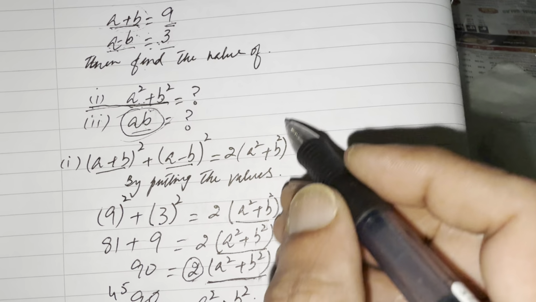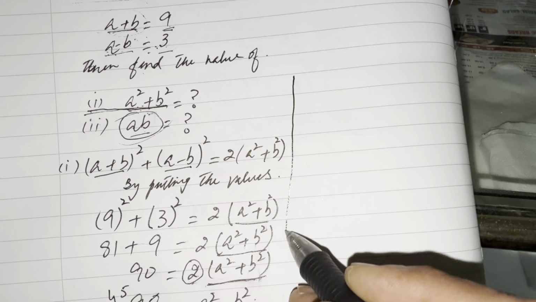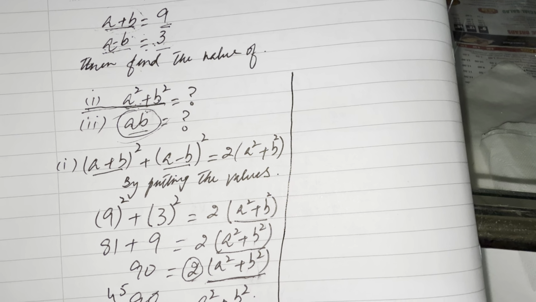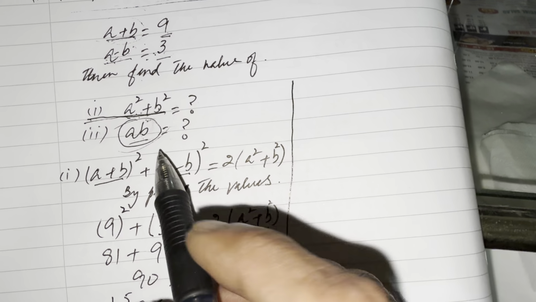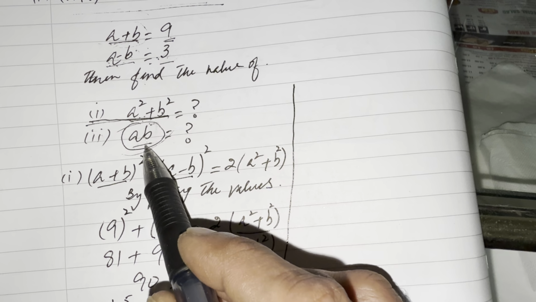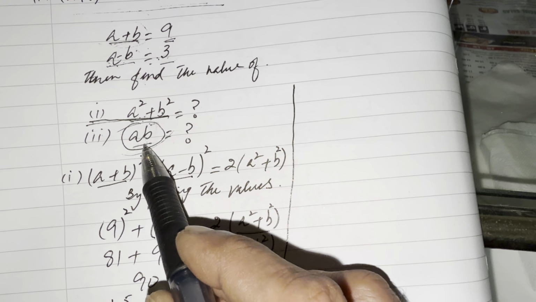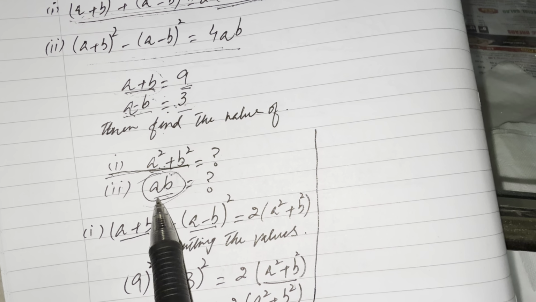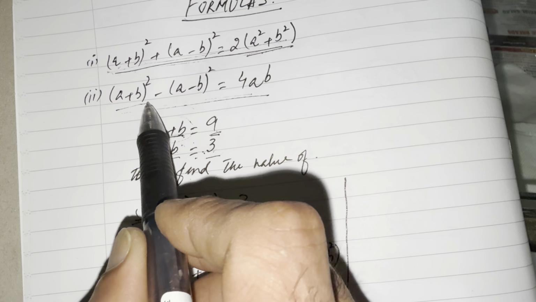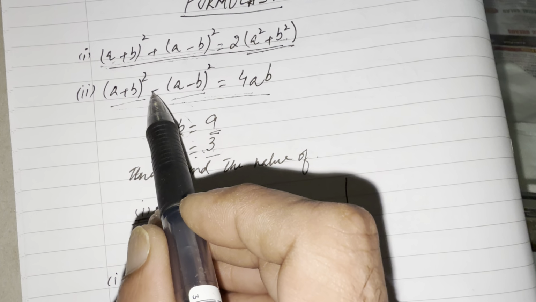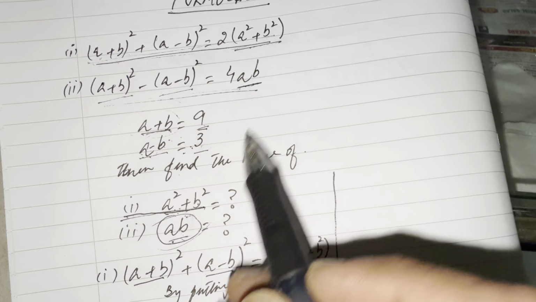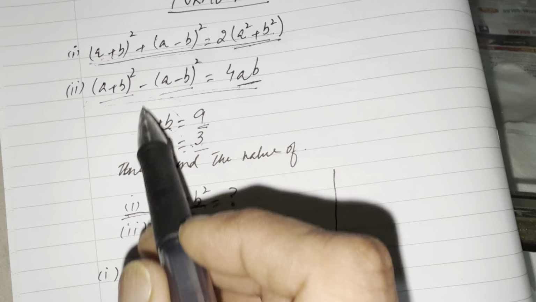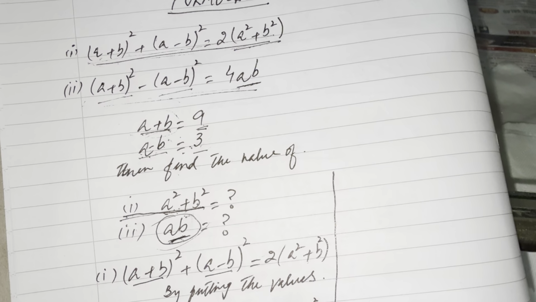And now if we see our next question, we have to find the value of AB. I'm using the same page so that you can understand the things. Now we have to find the value of AB. So what will we do? We have to see in which formula AB was coming. In our second formula, where these expressions are subtracting with each other, these are equal to 4AB. So AB we have to find, which means we will use the second formula to find the value of AB.